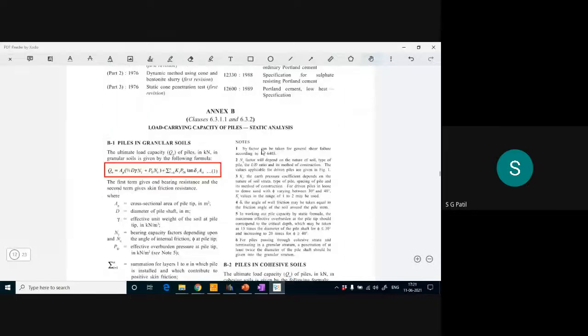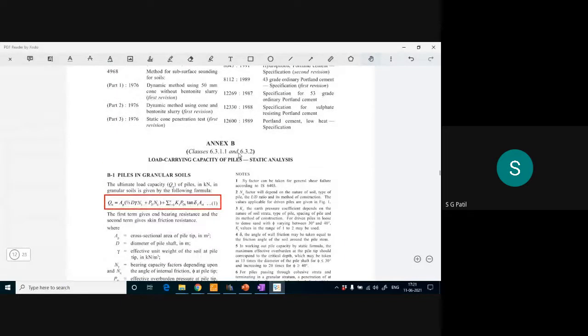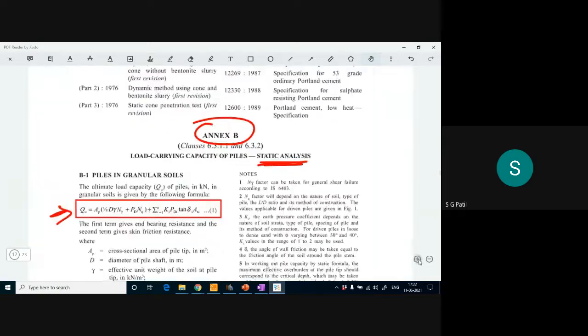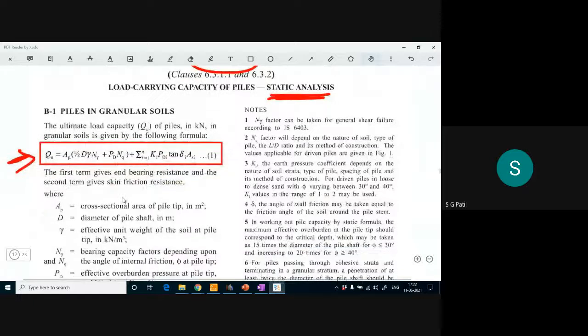Now I will directly go to Annexure B. In Annexure B, you will see the load carrying capacity from static analysis. This is the formula that I showed in my PPT also: AP into half gamma D N gamma plus PD into NQ, summation i going from 1 to n. All of you can see this, no? Should I increase the font size here? Is it okay now? Okay, so this is the formula.